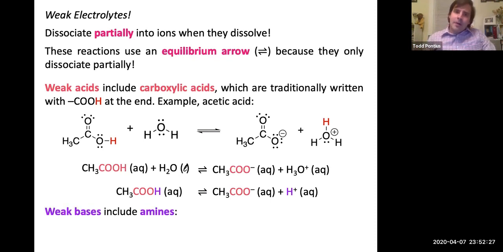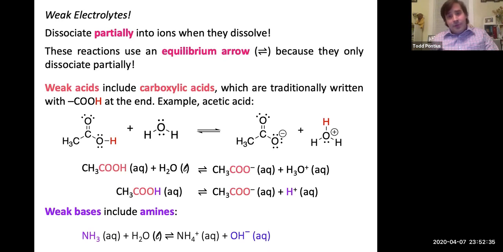The other type of weak electrolyte that you want to know, amines. Amines are weak bases. So there's the example from the previous slide, NH3 reacting with water to form NH4+ and OH-.